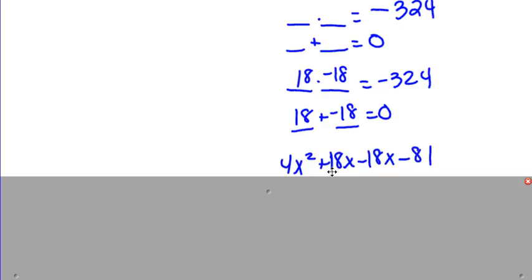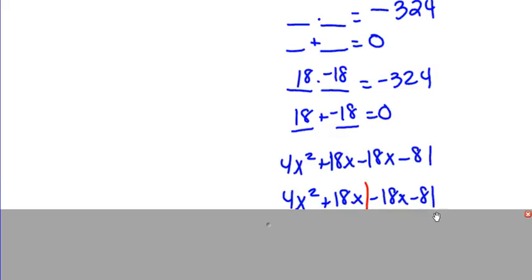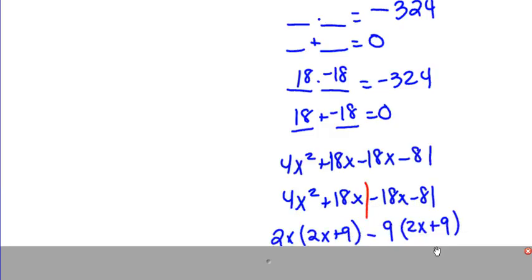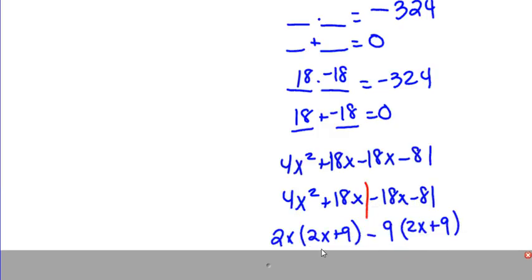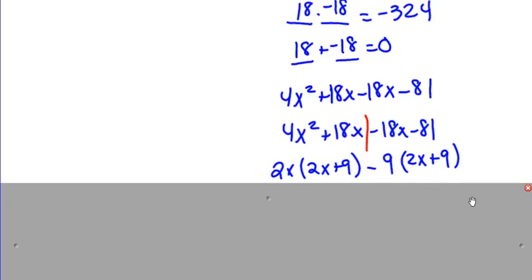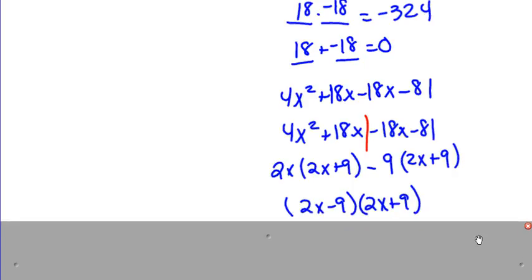So I'm looking at these two here. Can definitely divide out an x and a 2. Here, we could probably divide out a negative 9. So again, looking at them in pairs, dividing out what we can. We can see each term is being multiplied by 2x plus 9. Well, what's being multiplied by 2x plus 9? 2x minus 9.